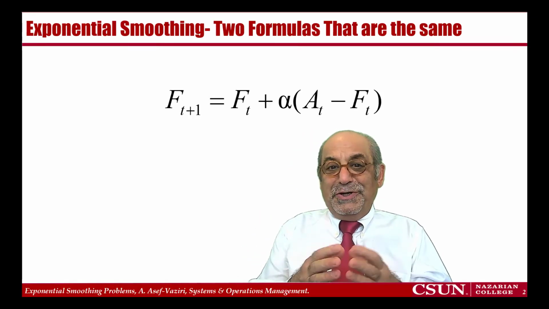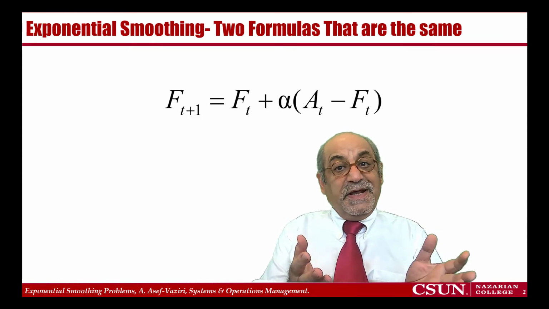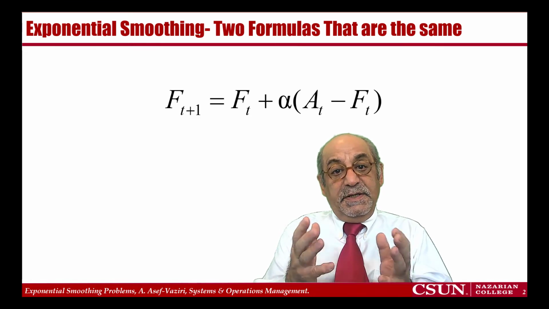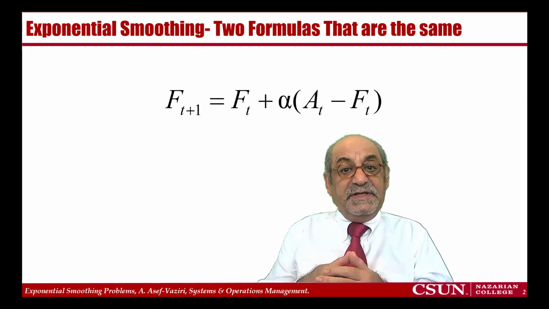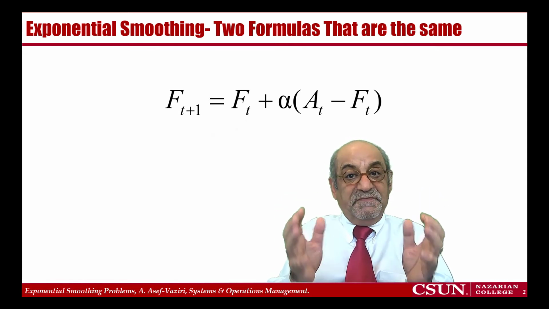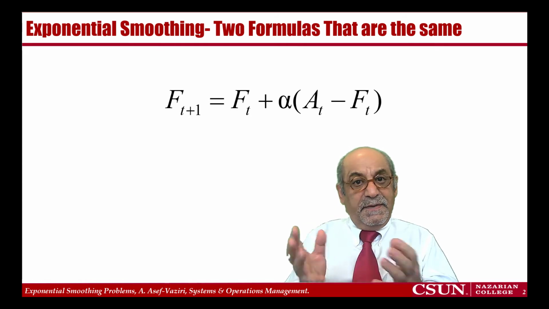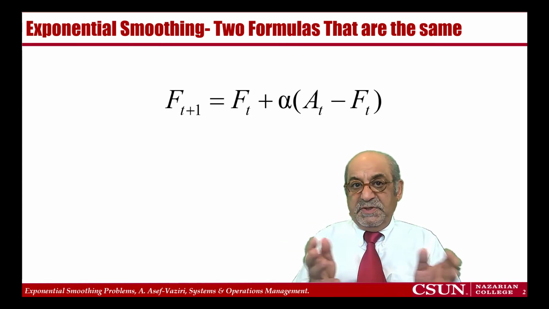This is the general form of exponential smoothing. Forecast for next period is equal to forecast for this period plus the gap between actual and forecast of this period multiplied by a constant which is between 0 and 1.